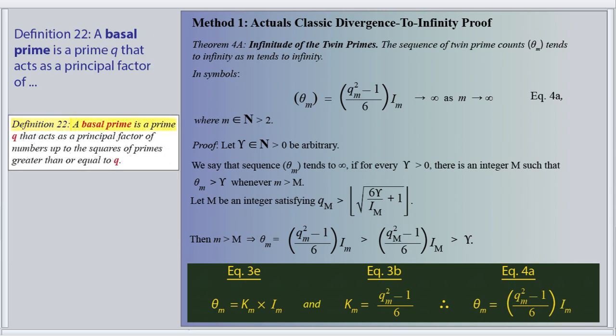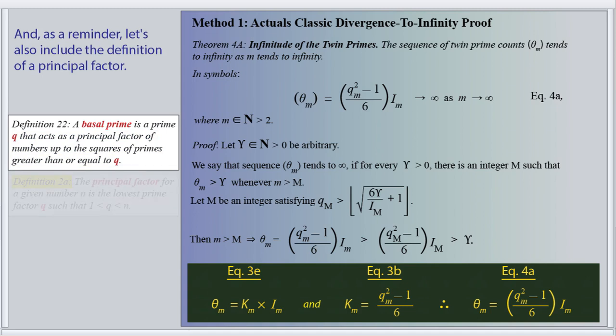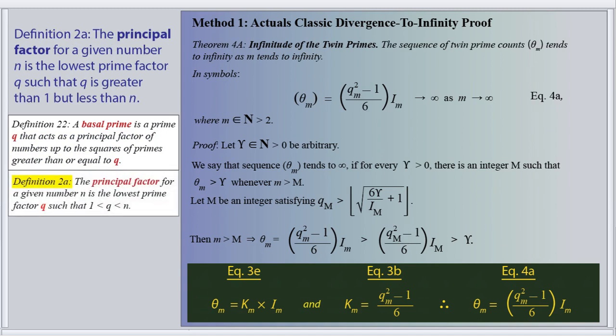Definition 22. A basal prime is a prime q that acts as a principal factor of numbers up to the squares of primes greater than or equal to q. And as a reminder, let's also include the definition of a principal factor. Definition 2a. The principal factor for a given number n is the lowest prime factor q such that q is greater than 1 but less than n.